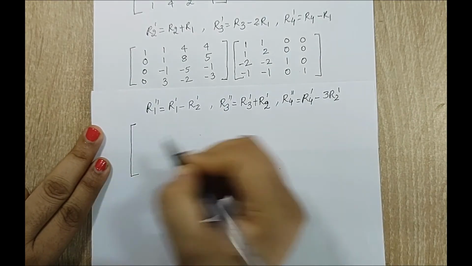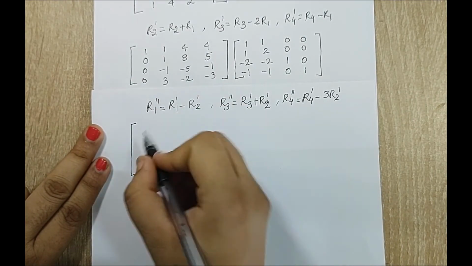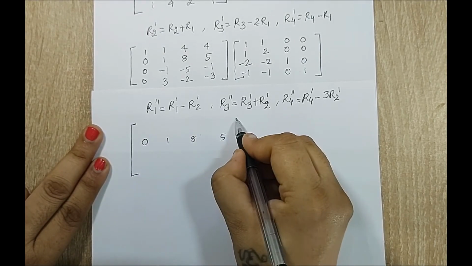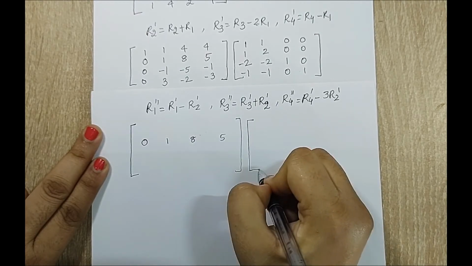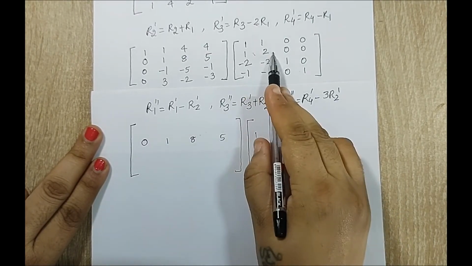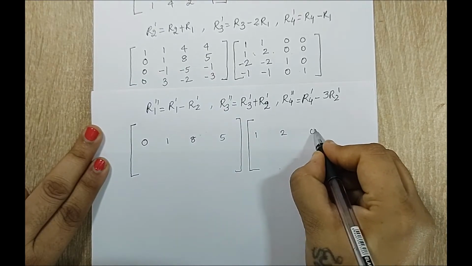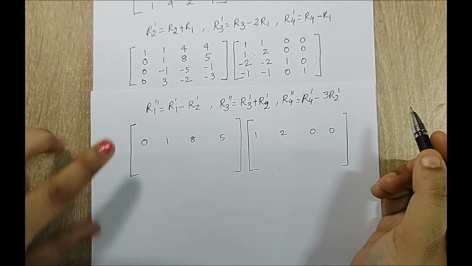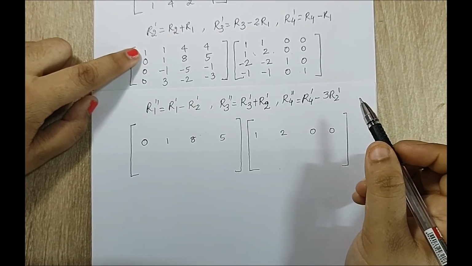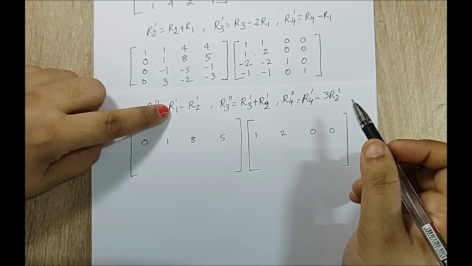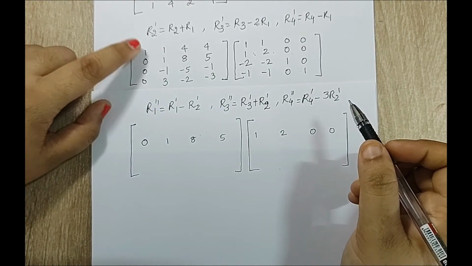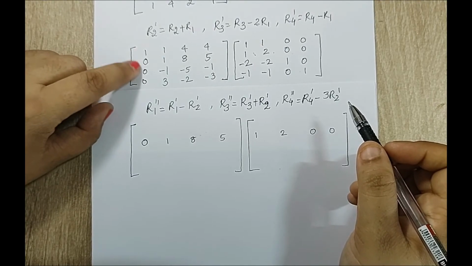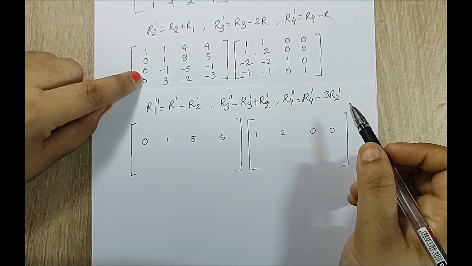Now let's make the matrix. R2 will remain the same, so I can just write down 0, 1, 8, 5. And here I'll have 1, 2, 0, 0. So I'm just writing these elements as the same. Now I'll fill up R1 double dash. So R1 double dash will be R1 dash minus R2 dash. So I have this value minus this value. You will observe that this column will not change, as 1, 0, 0, 0.